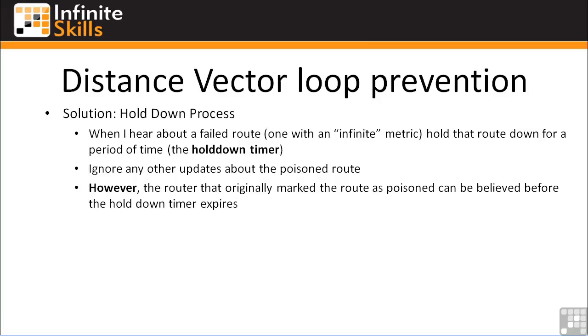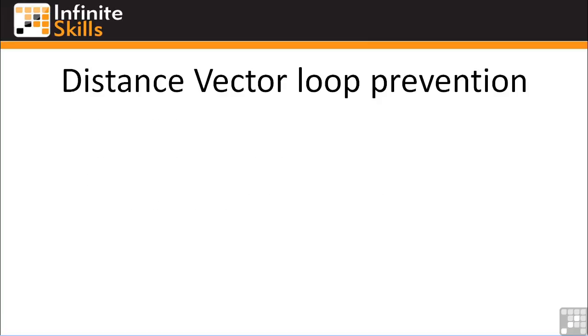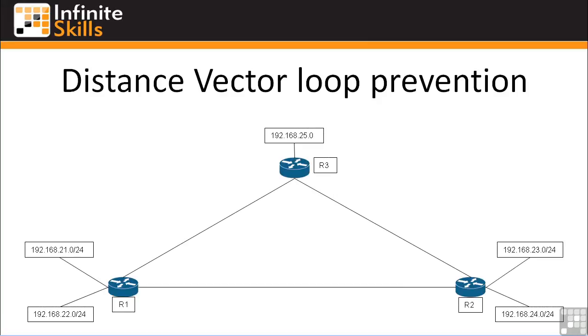So let's go back to the diagram and see how the hold down process would help us. So here's our network, and again, this link fails. You get the metric 16 route up to router 3. Router 1 now sends the metric 2 route. However, the hold down timer is active on router 3, so router 3 says, hold your horses there. You don't really know about this route because it's been poisoned from router 2. I'm going to ignore this route update.